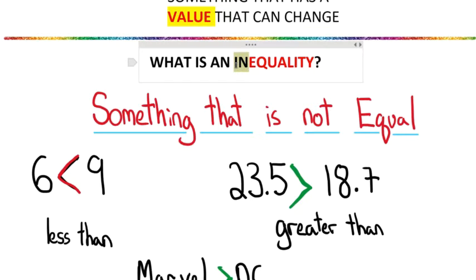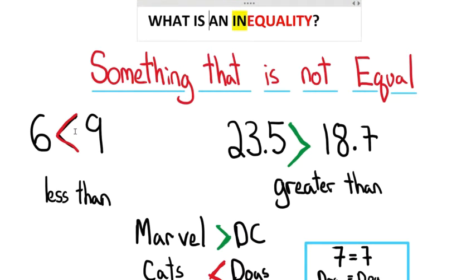Notice the prefix in English, meaning opposite. Something that is not equal. Equality, equal, not equal. Just like 6 is less than 9, crocodillo is looking to the right, less than, or 23.5 is greater than 18.7, crocodillo looking to the left, it's greater than.